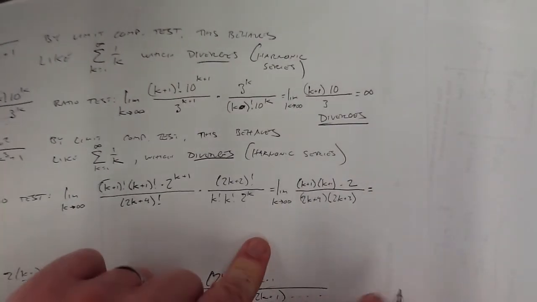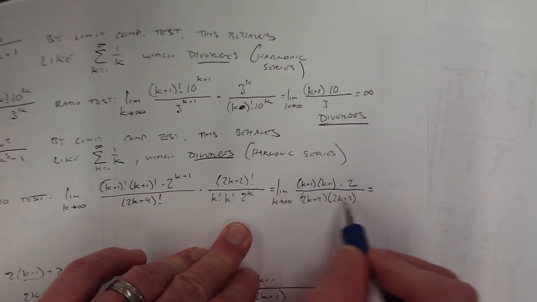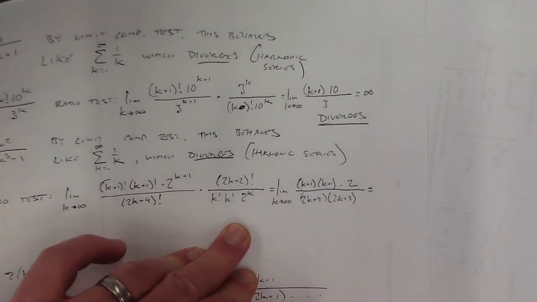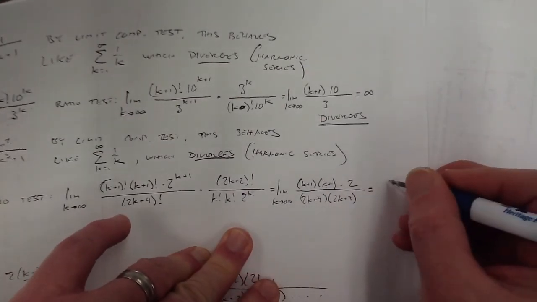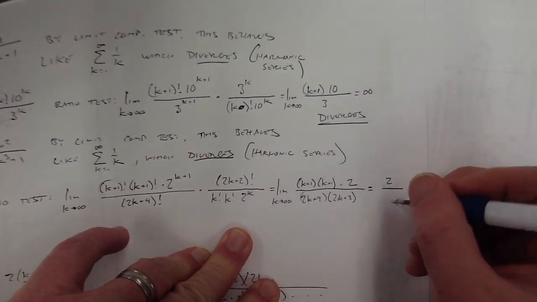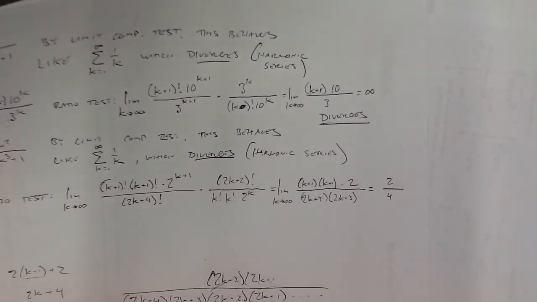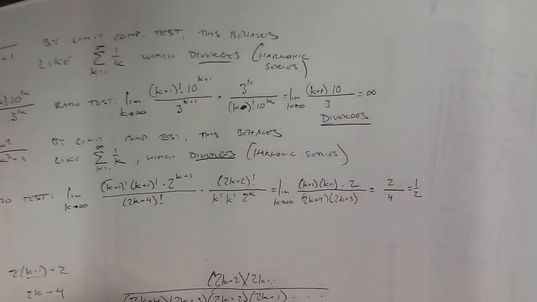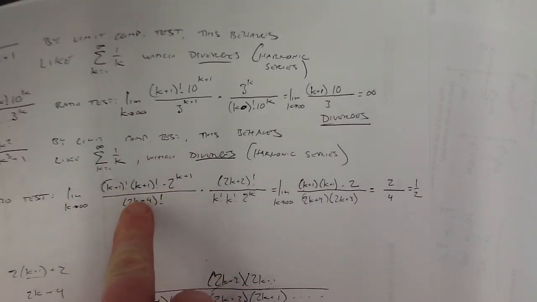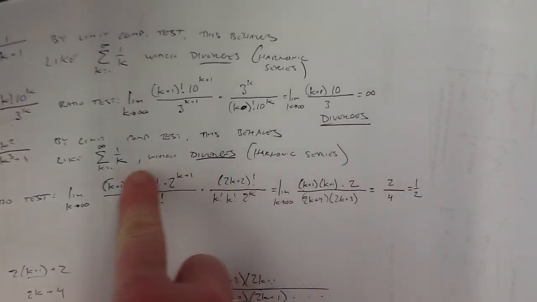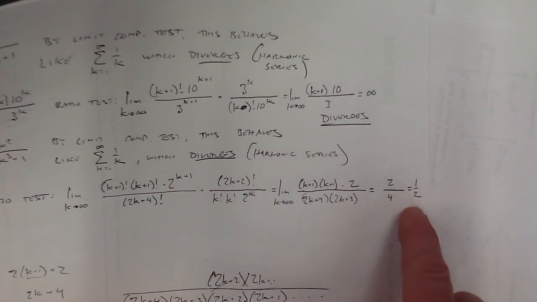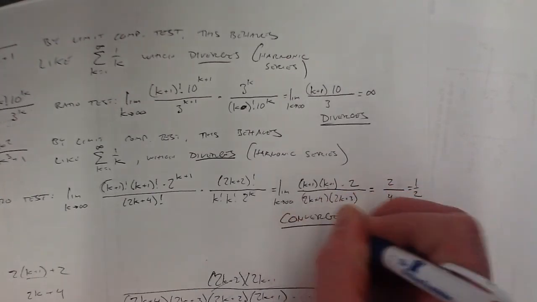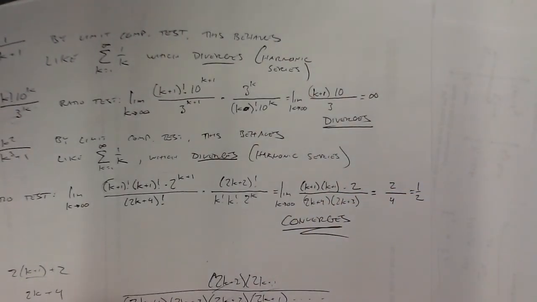And now let's see what my limit is. On the top, I've got the same high power. I've got k squared on the top, k squared on the bottom. So it's the ratio of the coefficients. I've got 2 on the top and 4 on the bottom, also known as 1/2. So what does the ratio test say? Well, as you go out further and further into this series, it becomes more and more like a geometric series with a multiplier of 1/2, and that converges. And that's it.